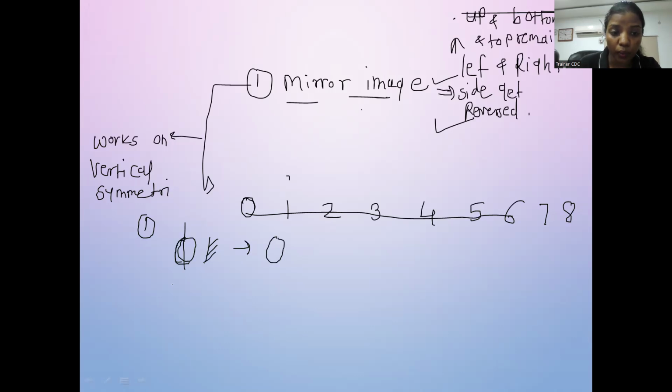Let's talk about 1 now. So let's again keep one mirror in front of 1. Now if you draw one line vertically on 1, this line will stay as it is.